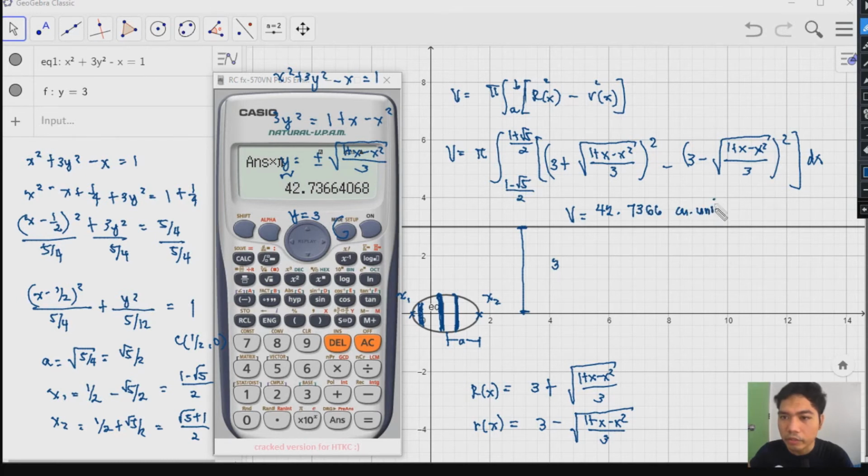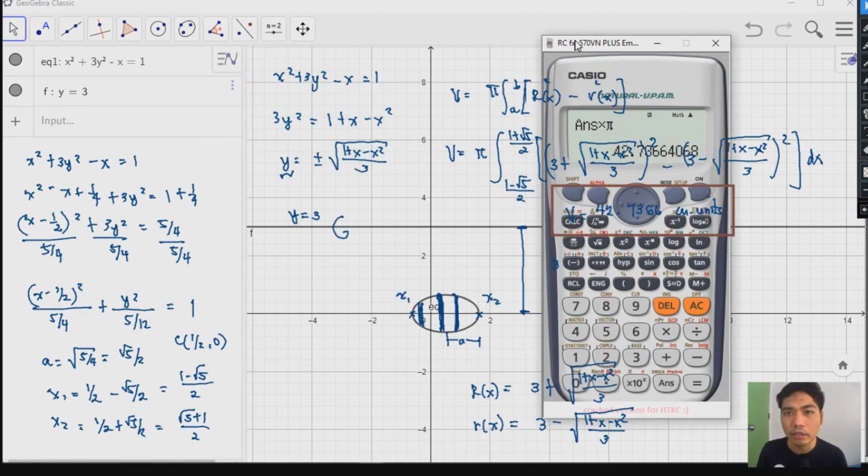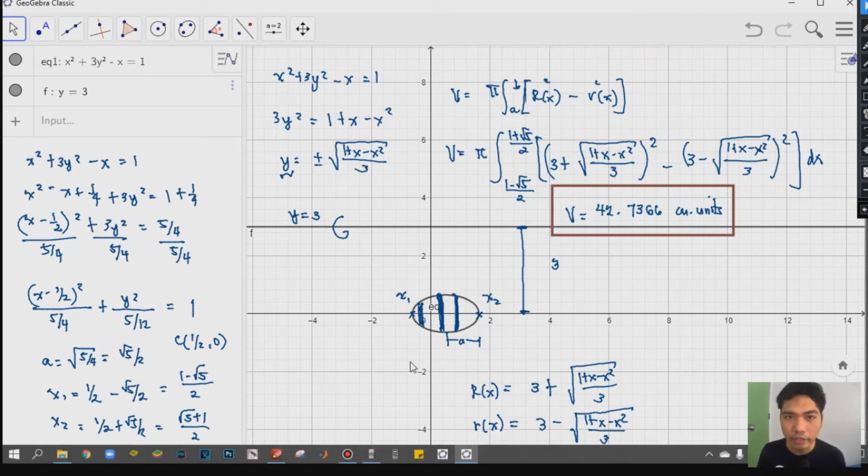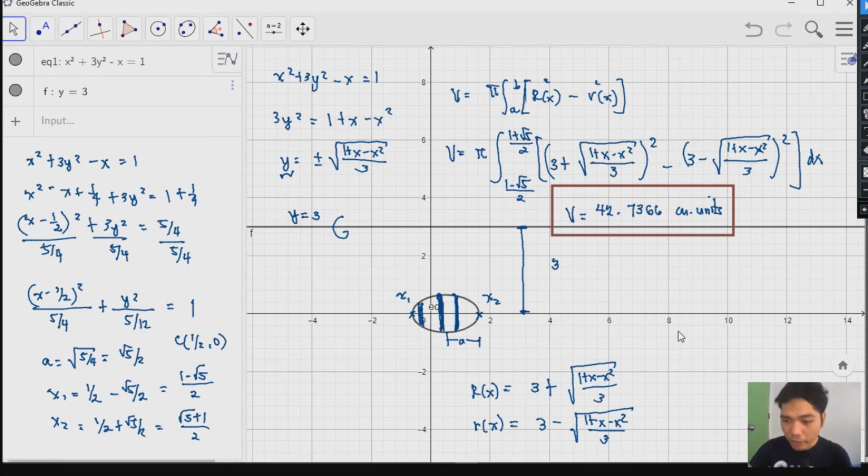Cubic units. I used to write square units sa ibang solving, so may correct na lang nun. Okay, so this is the first solution that I want to present using your concept of integration by washer method under the disk method. Now what if we try to solve for this using another method? Let's say we apply the theorem of Pappus to solve for the volume of this ellipse.